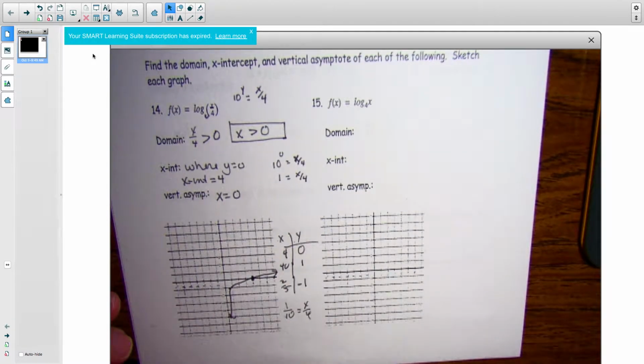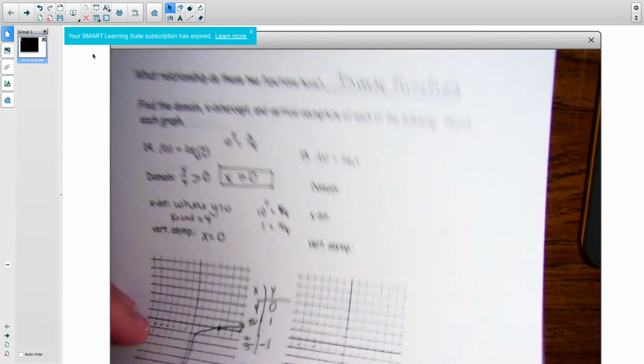This one will be similar. We're going to just skip it since we had a 2-hour delay.